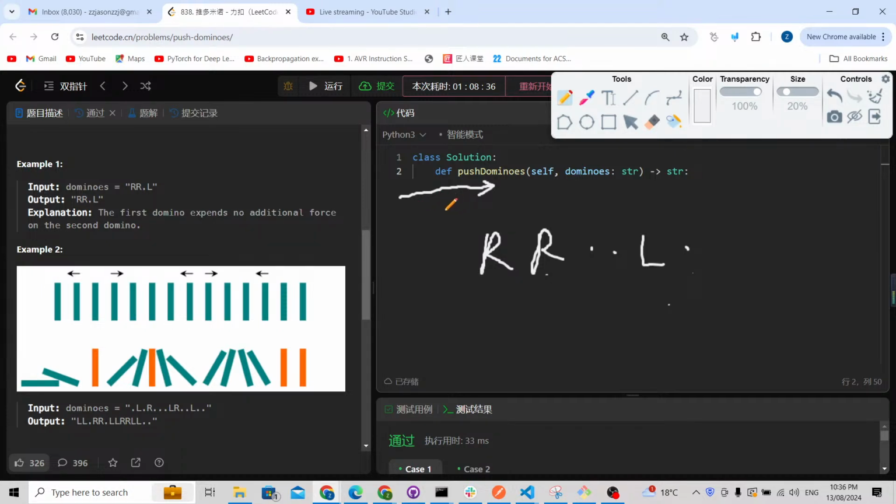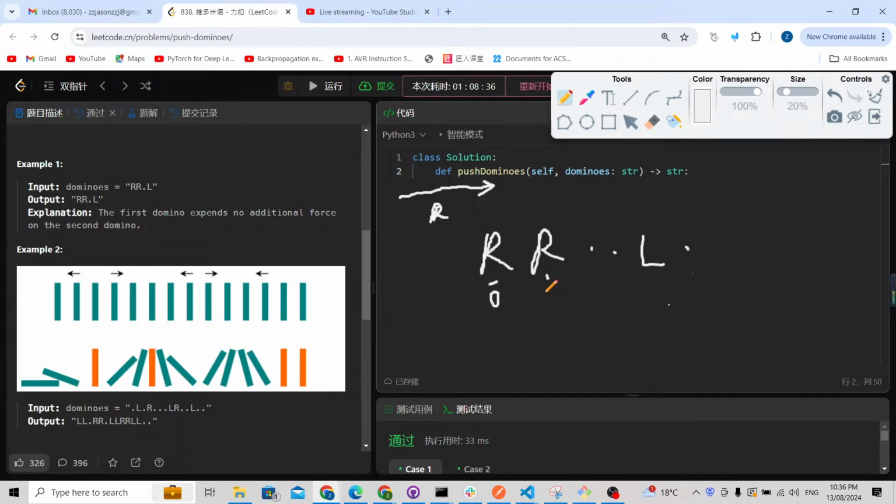So we have right, dot, and left, and another dot. For the first loop, we're gonna simulate it from the left to the right side, checking the force to the right. This is a force to the right, and this is also a force to the right. So we're gonna keep a record of the closest distance to the force of right. For this position, the closest distance to this R from the left side is this R, so it's going to be 0.